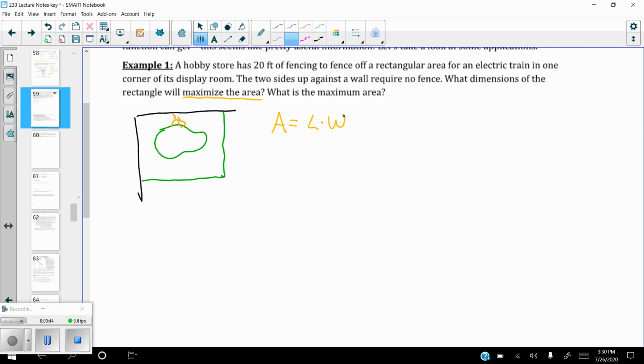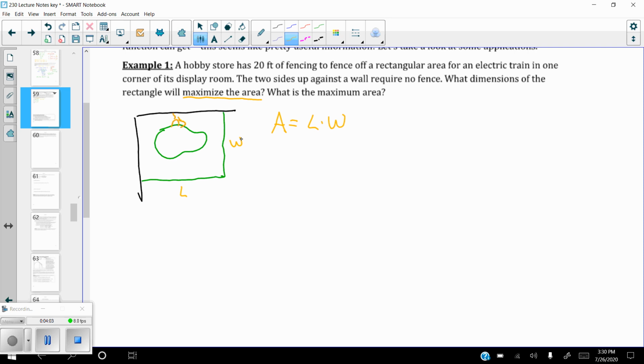Okay, so what we need to come up with now is something that gives us these dimensions. Typically, we can use L and W. There's really no problem with doing that. So let's just call this the L and that the W.